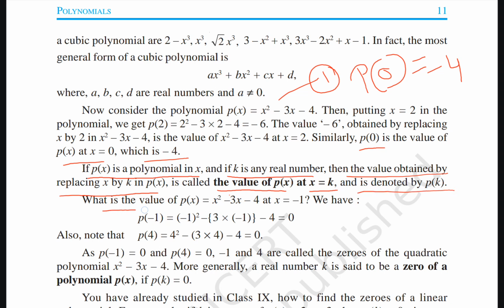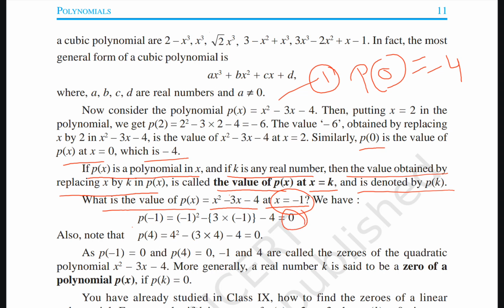What is the value of p(x) at x = -1, where p(x) is given as x² - 3x - 4? Now what you will do, you will put the value of x in this equation, so you will get the value of p(x) as 0.